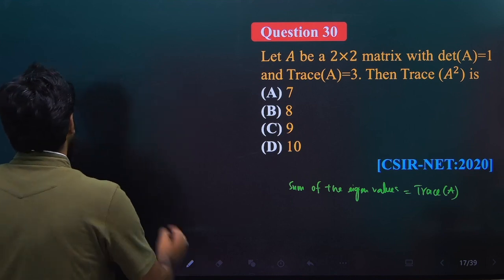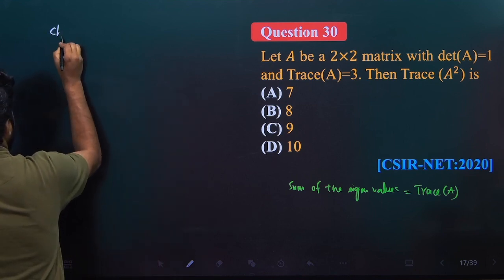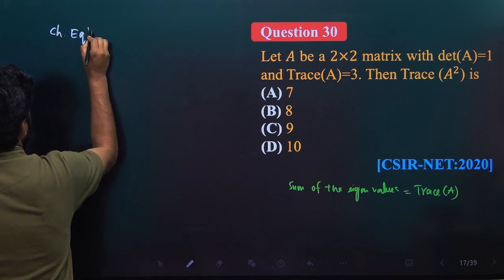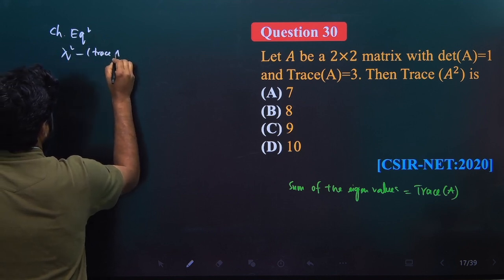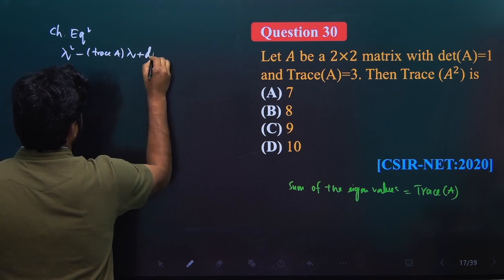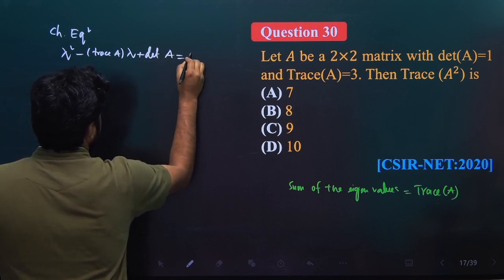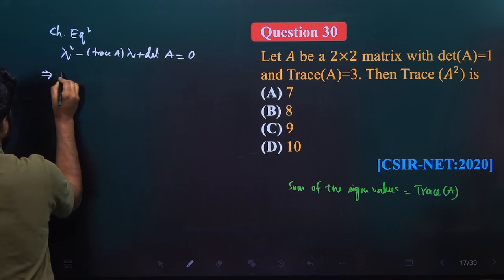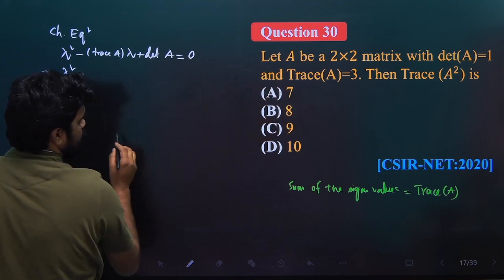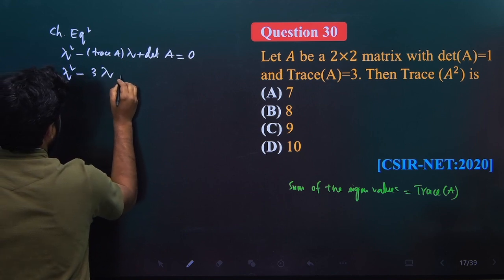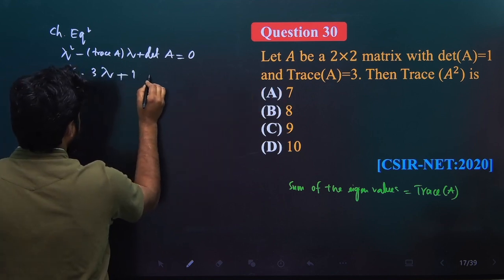Here A is a 2 cross 2 matrix. So what is the characteristic equation? The characteristic equation is lambda square minus trace A into lambda plus determinant A is equal to 0. So this implies lambda square minus 3 lambda plus determinant, which is 1, is equal to 0.